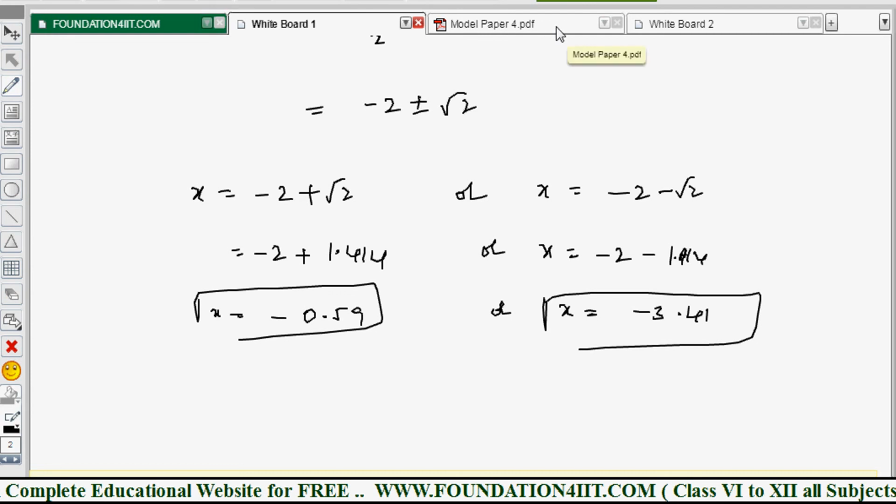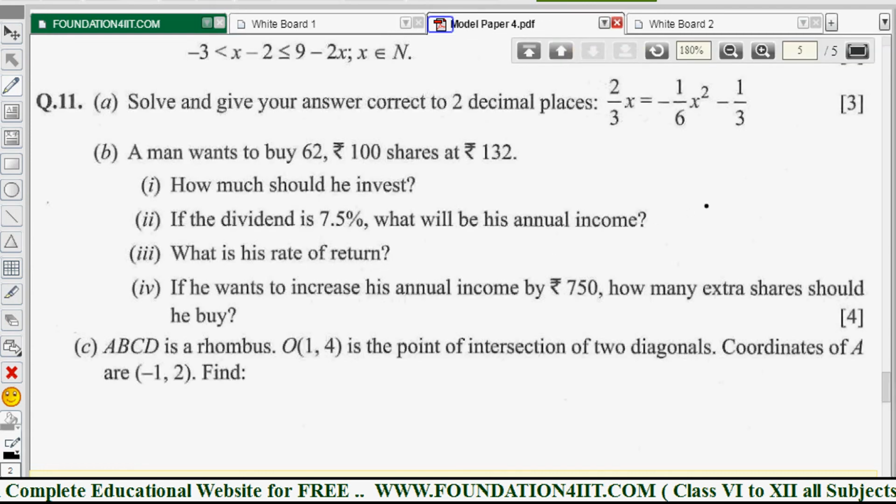Now let's take the next question. This is a shares and dividend problem. Second: a man wants to buy 62 rupees 100 shares at 132. So the number of shares is 62. That means rupees 100 is the nominal value and 132 is the market value. And how much should he invest? We need to find out these 4 questions. So let me take the given data and find out one by one.